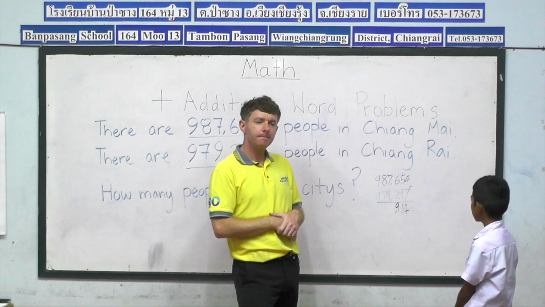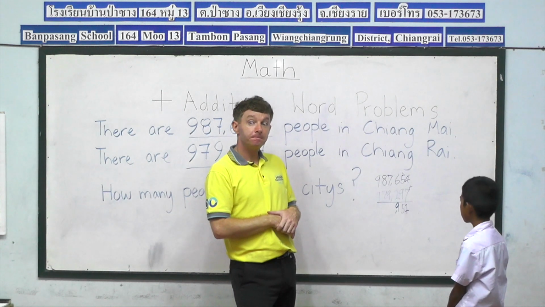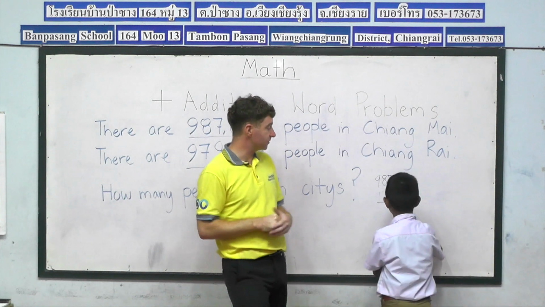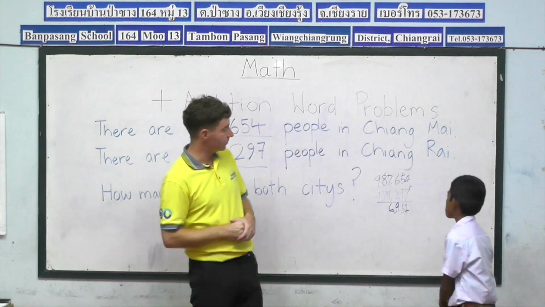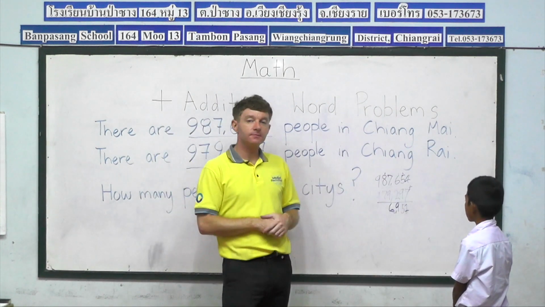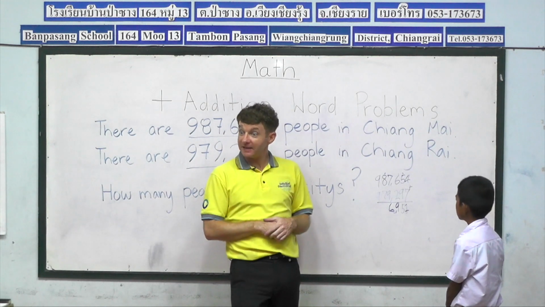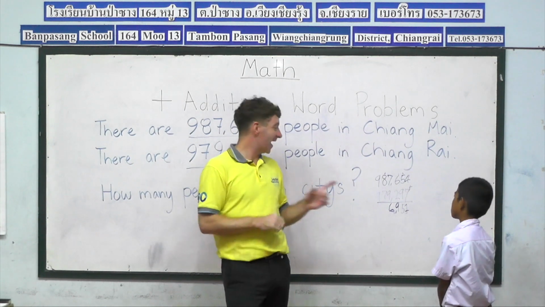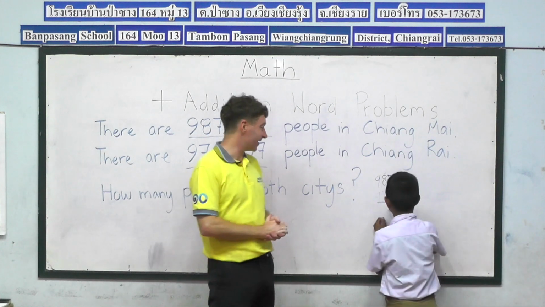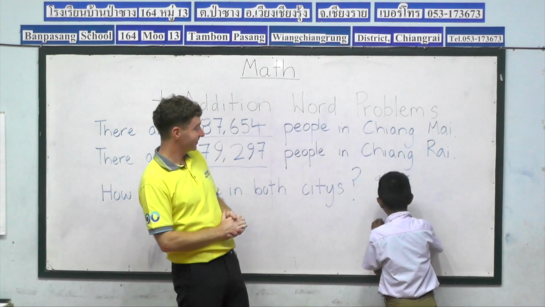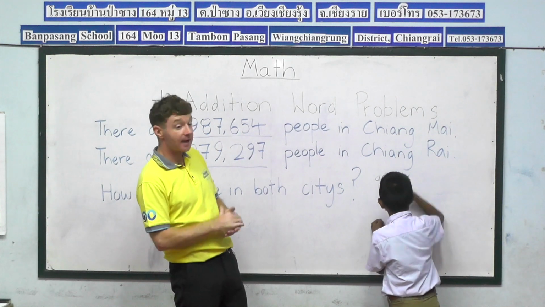7 plus 9, 16. So we write the 6, carry the 1. Perfect. Well done, Pat. 1 plus 8, and then plus 7 equals 16. Okay. So 6, carry the 1 again.